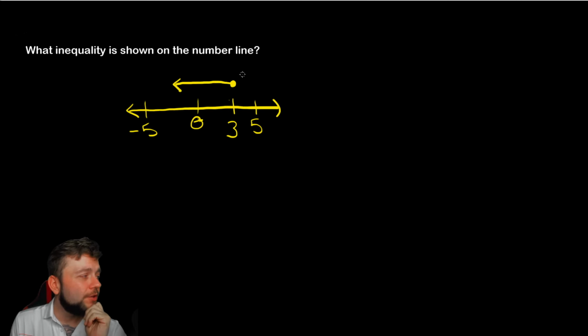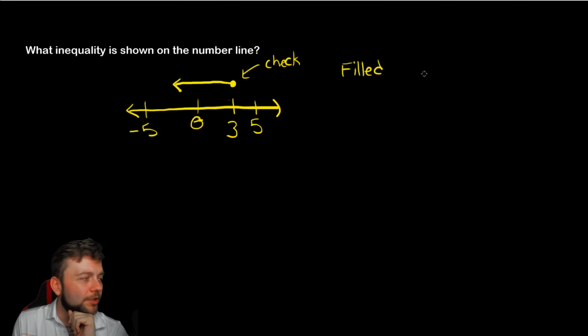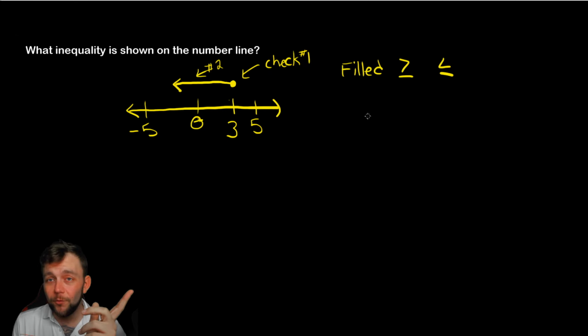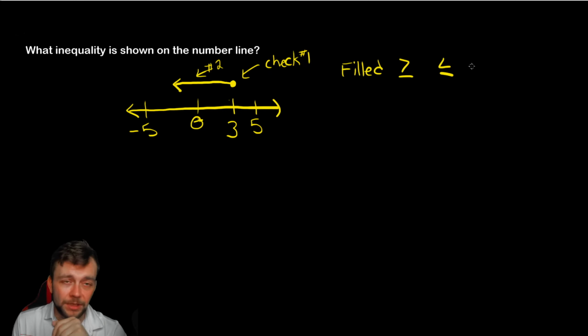Well, check your circle. If it is filled in, it brings it into two options. It could either be greater than or equal to, or less than or equal to. And then you check your direction. So this is your first step, number 1. And then number 2 is check the direction of the arrow. It can either be left or right, right? So it's still going to be either greater than or equal to, or less than or equal to.